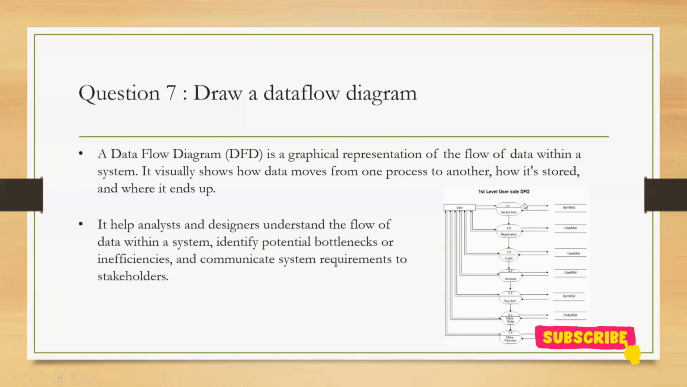Okay. So here we have the first level user side data flow diagram, where a user is searching an item. So how the data is flowing, like when it is searching, about registration, login, account, and buy item, make order, and make the payment. Okay. Likewise, you need to describe what a data flow diagram is about and draw your data flow diagram as per the online agriculture products.